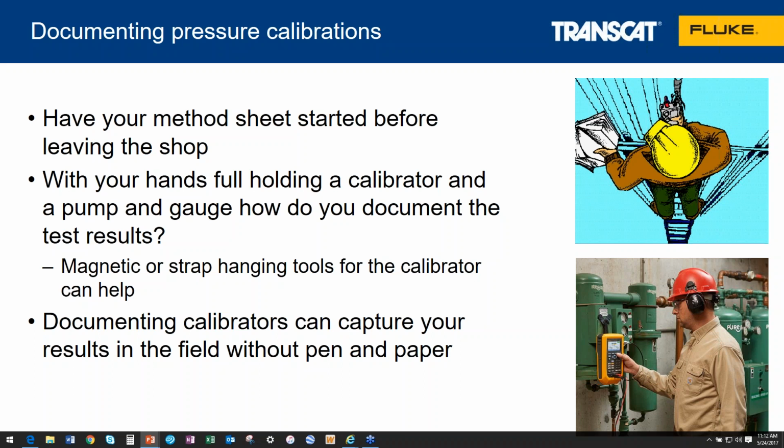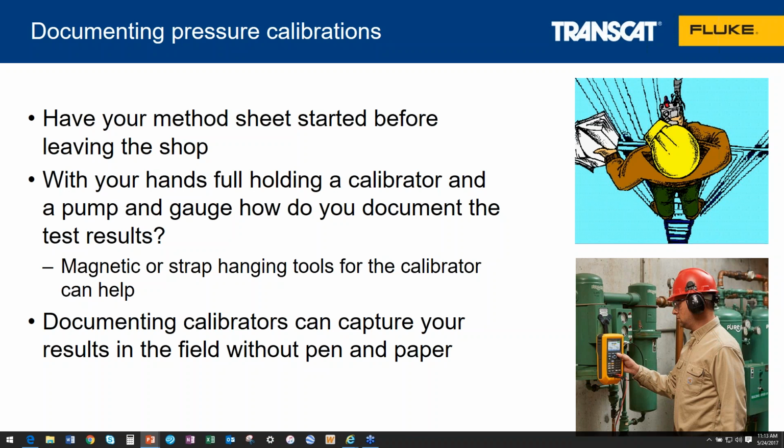So before you get to the field, if you're documenting on paper, have your methods sheet started before leaving the shop. Have the tag and serial number information recorded, and clear what the allowable milliamps deviation is on the device that you're going to be measuring the output of, and make sure all that information is clear and documented on the method sheet.